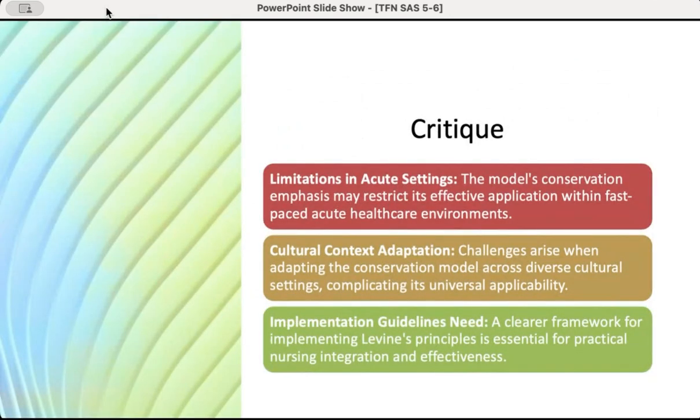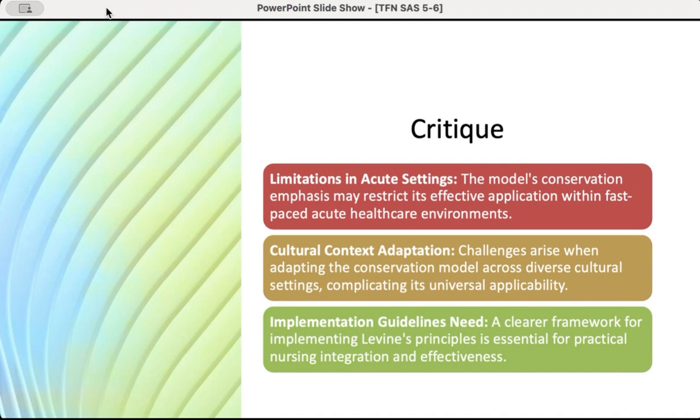So for the critique, we do have limitations in acute settings. The model's conservation emphasis may restrict its effective application in a fast-paced acute healthcare environment. That is correct, no? Because in the hospital, for example, our pacing should be quick. You should make sure that you manage your time, and somehow, in terms of time management, there comes a time that some of the procedures are no longer in sequence or no longer applied properly.